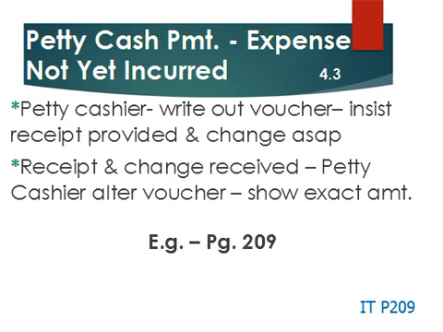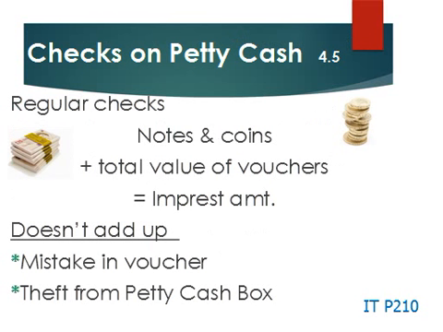There need to be regular checks on petty cash. The notes and coins, plus the total value of the vouchers, should equal the imprest amount. If the amounts don't add up, then there may either be a mistake in the vouchers or there may be theft occurring from the petty cash box.